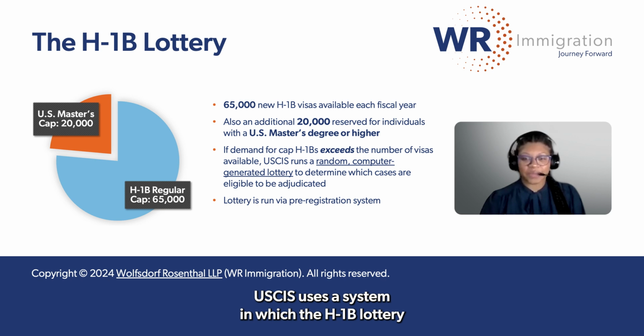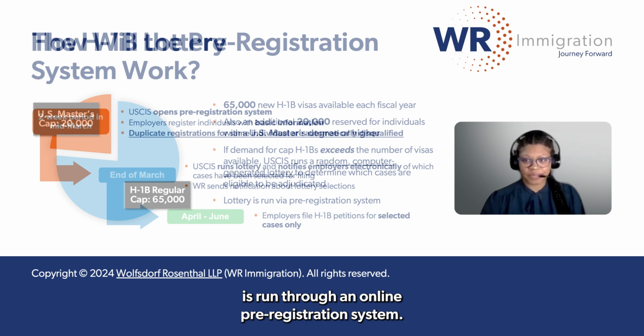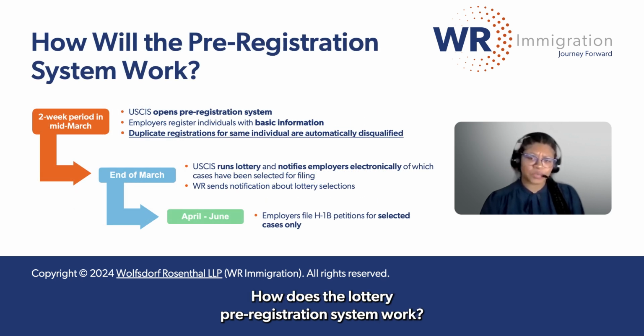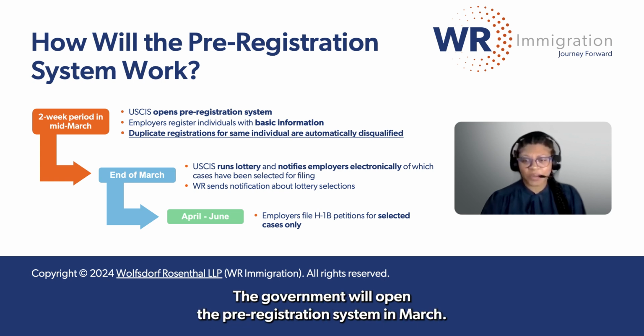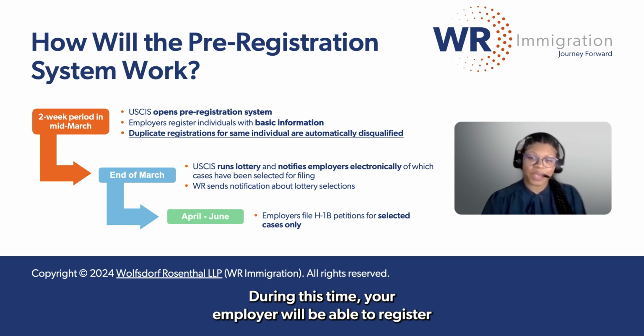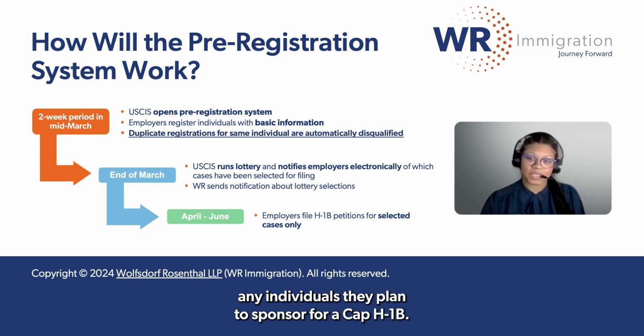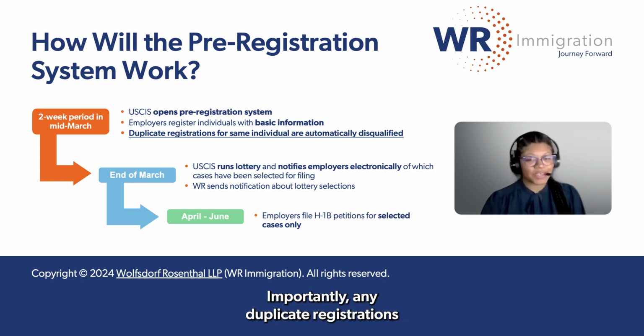USCIS uses a system in which the H-1B lottery is run through an online pre-registration system. How does the lottery pre-registration system work? The process will be the same as it was for previous years. The government will open the pre-registration system in March. During this time, your employer will be able to register any individuals they plan to sponsor for a CAP H-1B. Importantly, any duplicate registrations for the same individual will be automatically disqualified. This means your employer will be registering you for the lottery, and you should not register yourself.